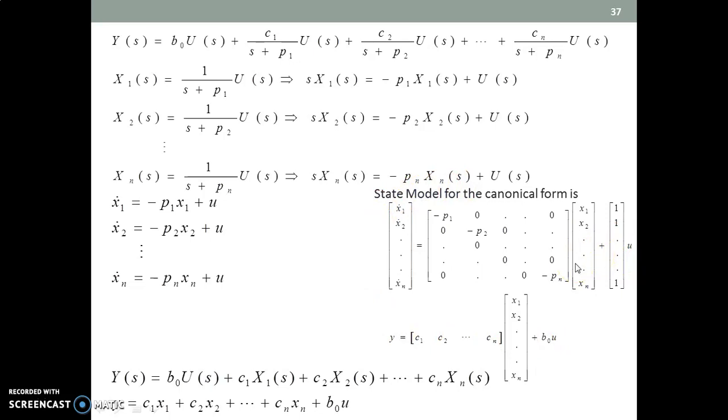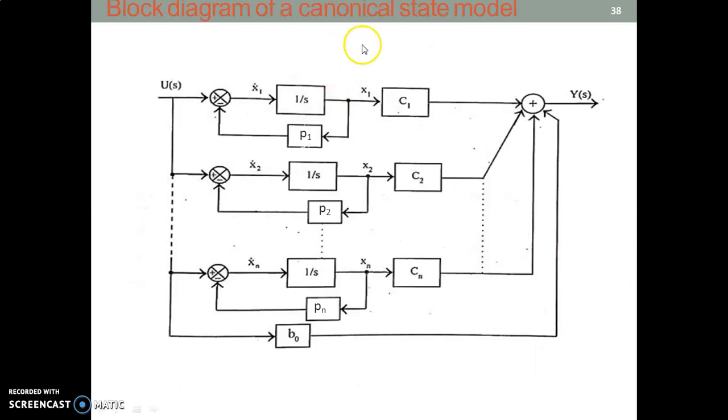The same thing is shown here in the block diagram. So that is the block diagram for the canonical state model. This is the output y, input is u, right? Now here, just you see, the output is a summation of all: c1 into x1, that is the first one, plus c2 x2 and so on, cn xn plus b naught into u.